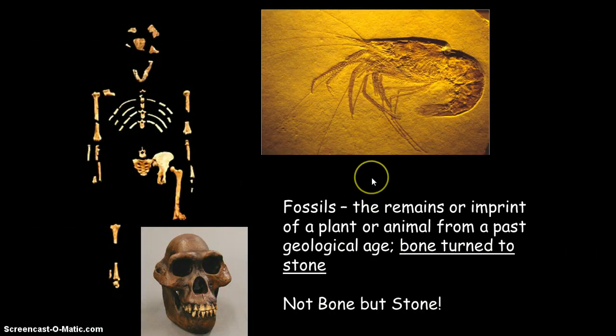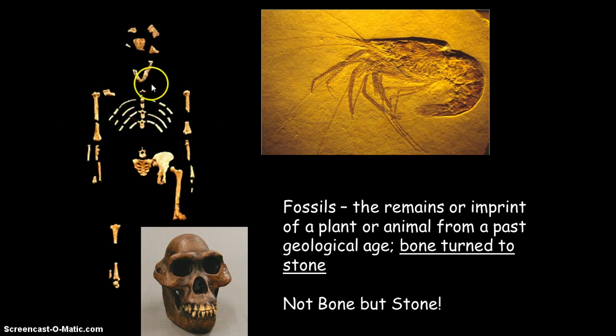Fossils. The remains or imprint of a plant or animal. Four words really define fossil for me, and that is remains, imprint, plant, animal. Now this phrase down here kind of tells us how a fossil is created. Bone turned to stone. This fossilized skull and these fossilized bones here, this one happens to be a very famous one.